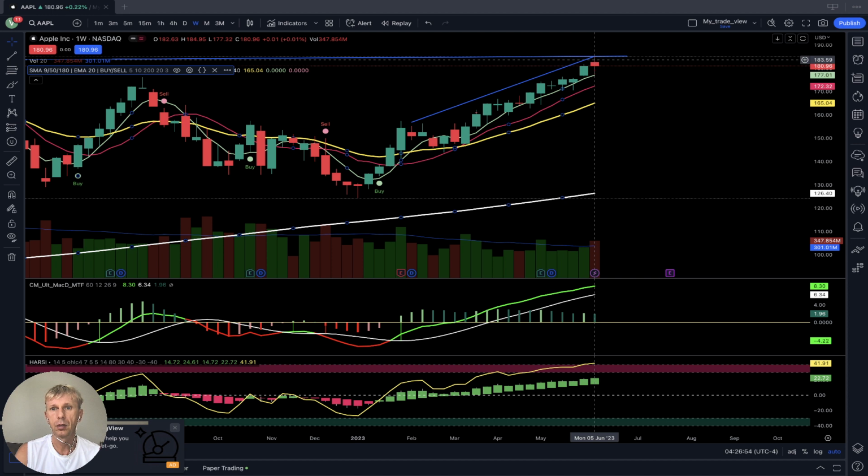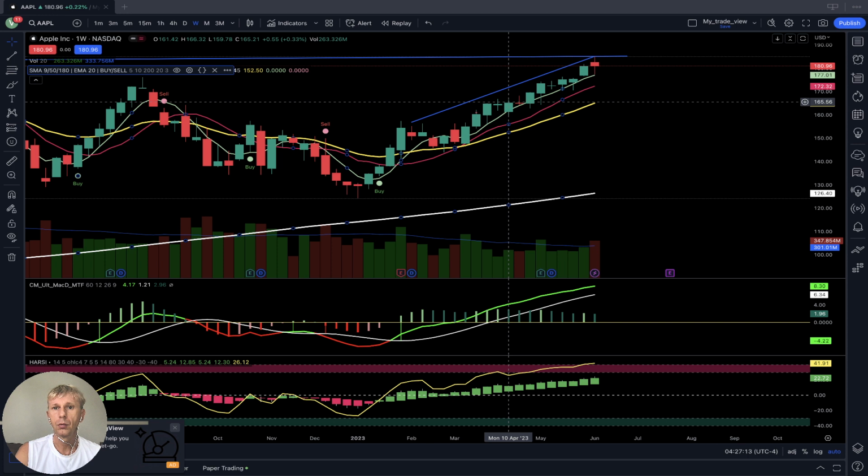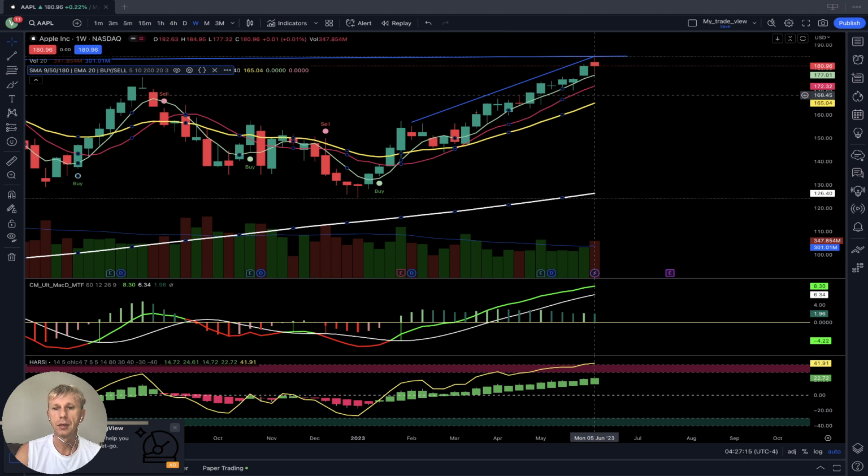And it was sold off after that. It made an all-time high, and it was sold off. Red bar. Still bullish trend, you see, right? Price action, all moving averages still bullish. MACD green, bullish. RSI in a very overbought state.